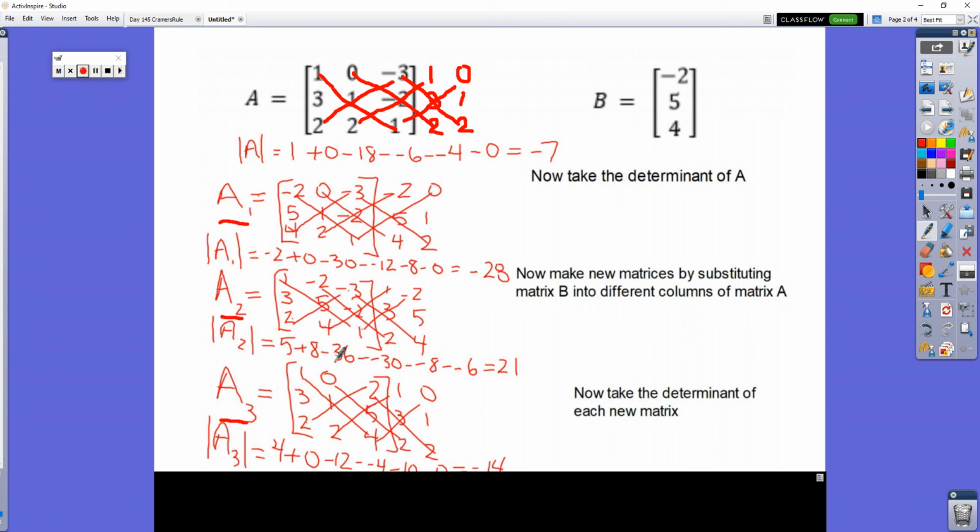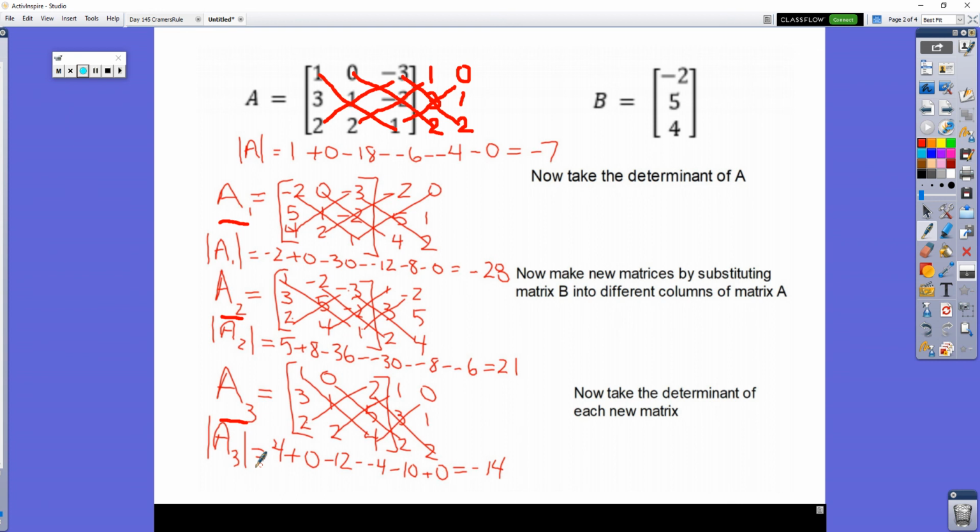Now, once you make these 3 new matrices, matrix A1, A2, and A3, you're going to take the determinant of each one of these new matrices. So you can see I've already done that work here. You can see I copied the first 2 columns next to the matrix, 3 diagonals going this way, 3 diagonals coming back the other way. The determinant of matrix A1 was -28. The determinant of matrix A2 turns out to be 21. And the determinant for matrix A3 turns out to be -14. So we don't have our answers quite yet, but we're ready to find our answers.